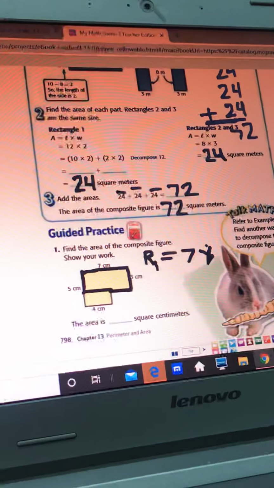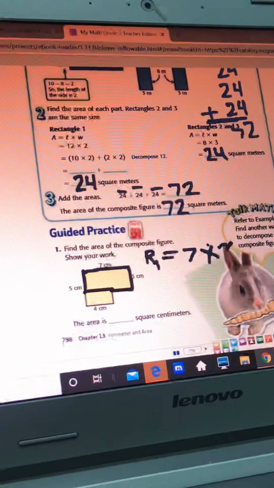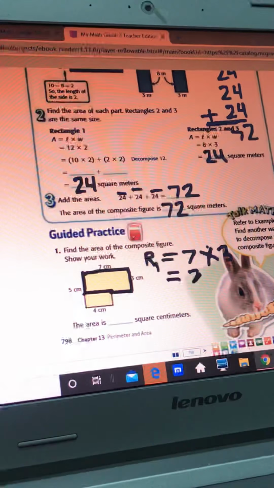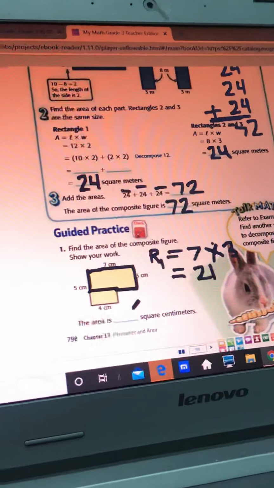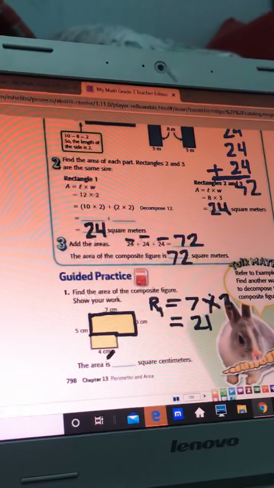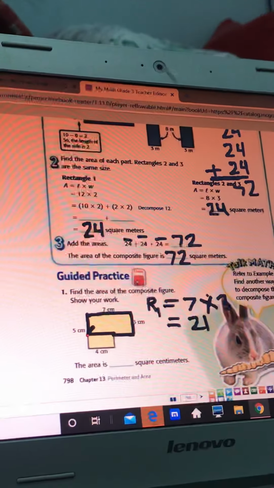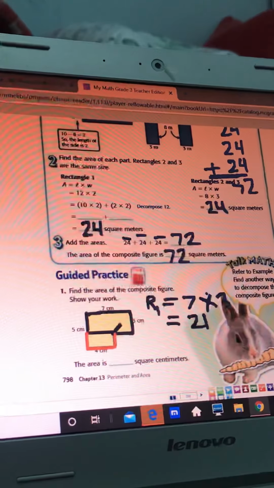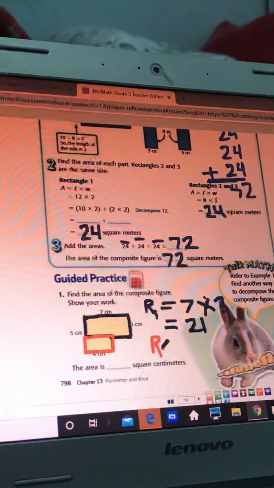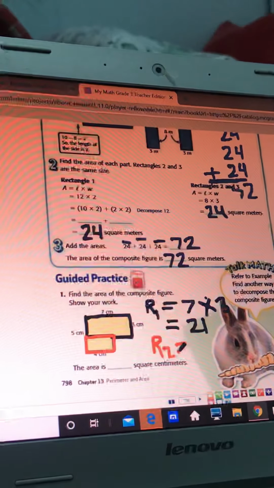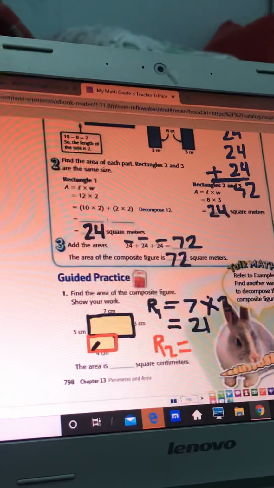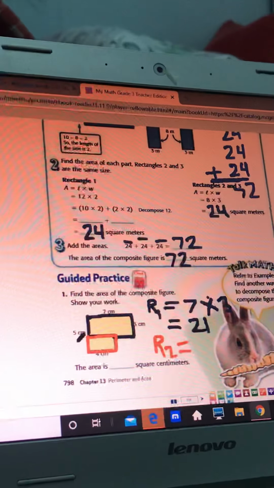7 times 3. So the area for the first rectangle, 7 times 3, is 21. Okay, now let's solve for the other rectangle. This side, you will see it in orange color, from here to there. This one. So R2, or rectangle 2, equals, what is here? If the total is 5 and here is 3, what is this side?